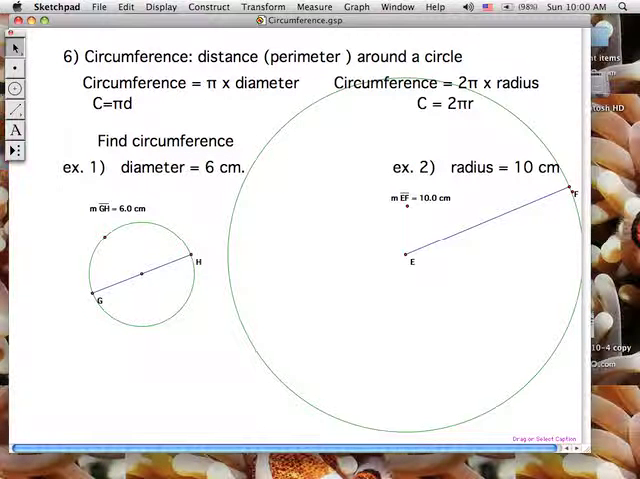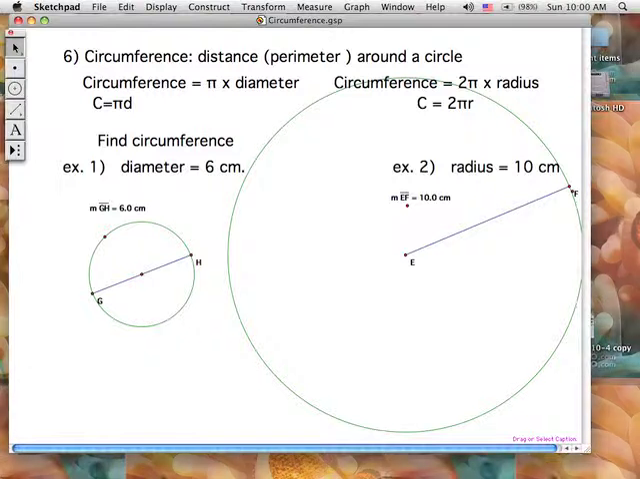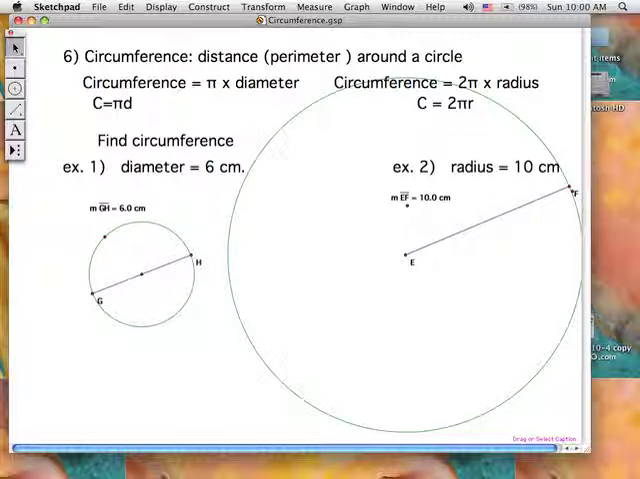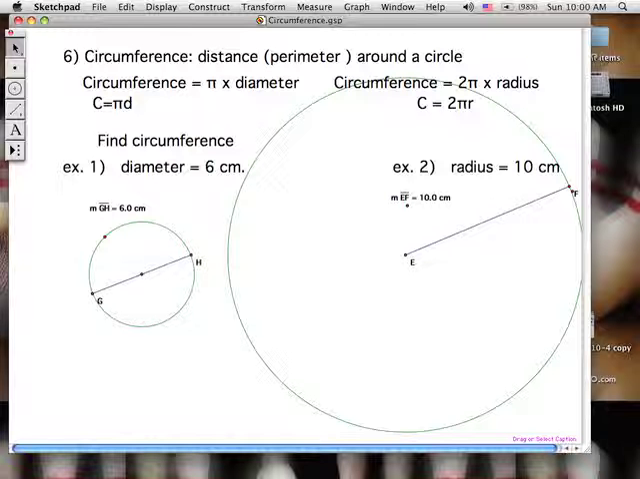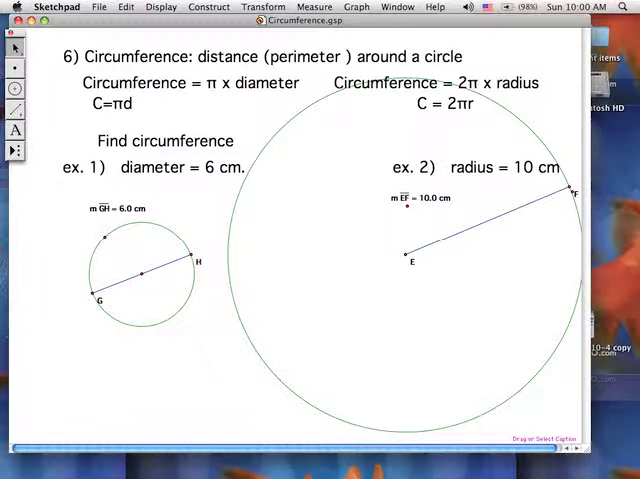And then the last thing is, how do we find circumference without a system such as this? Circumference, there are two definitions we're going to use, or two formulas. Circumference is pi times the diameter. Remember, pi was found by taking the circumference divided by the diameter, so we just solve it for circumference. So we take pi times the diameter.